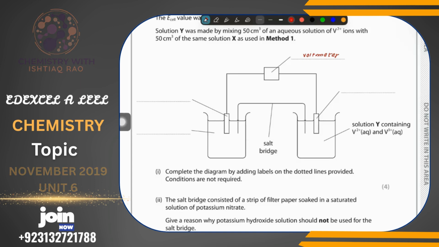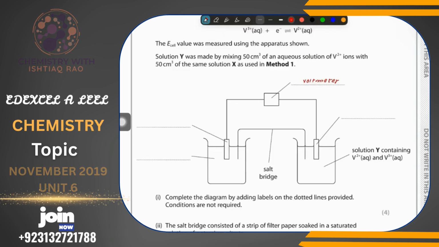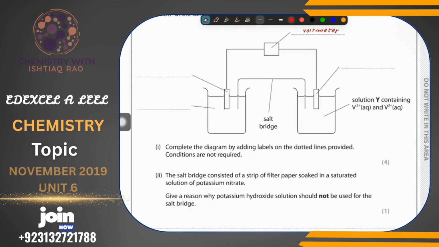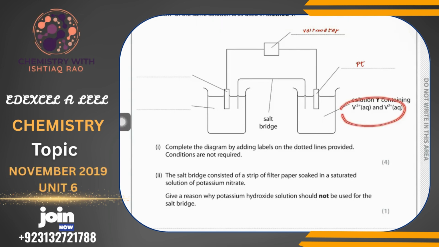That's the standard condition. Solution of Y containing V2 plus and V3 plus. So which electrode am I supposed to use? Platinum, right? And for the other one we have zinc. Whenever we have two ions of the same element, we have to use a platinum electrode.